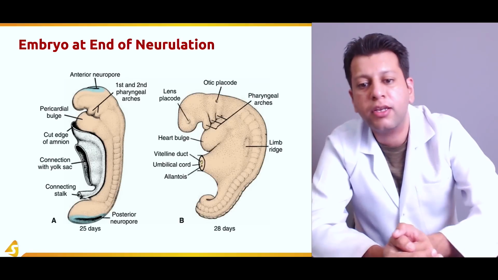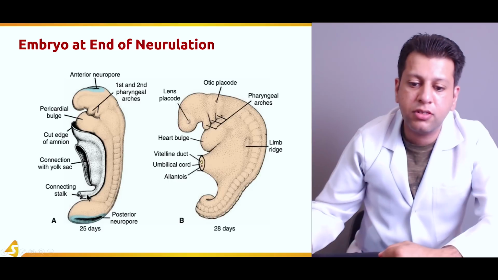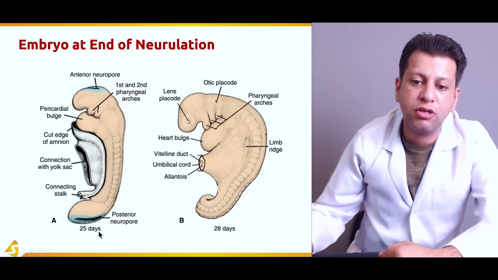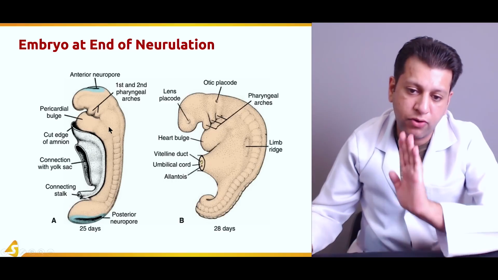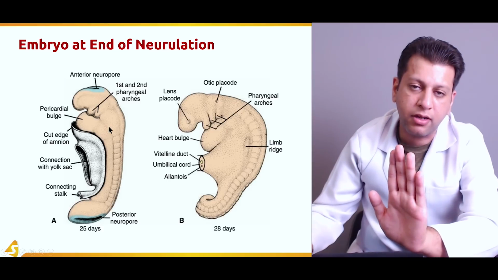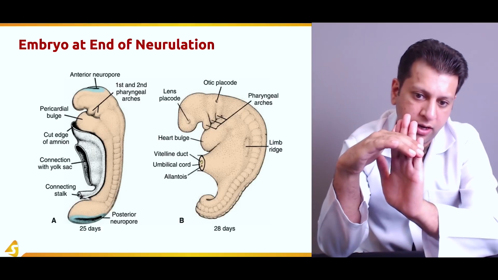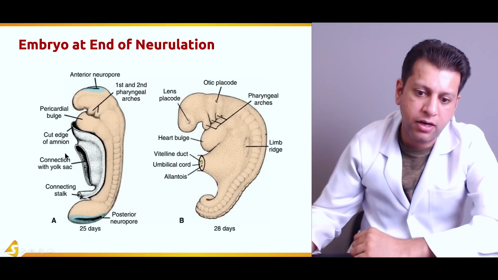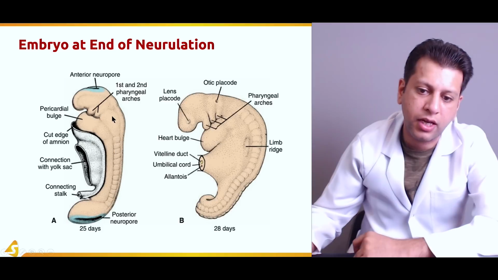So this is the diagram showing the embryo at the end of neurulation. Now this is just at 25 days, when the anterior neuropore is about to close. Can you appreciate, this is the embryo seen laterally. This is the cranial end, this is the caudal end, this is the communication with the yolk sac, and then as you can appreciate, this is the neural tube formation which has actually taken place.